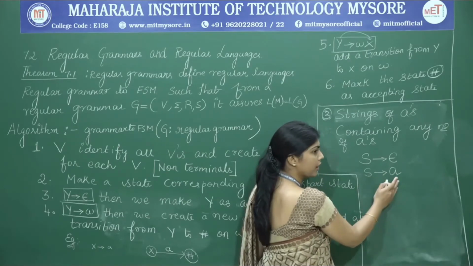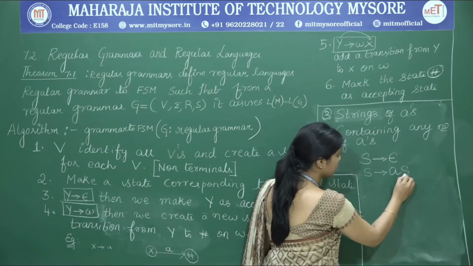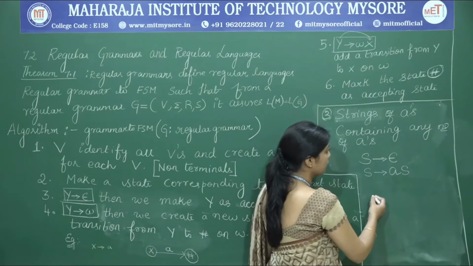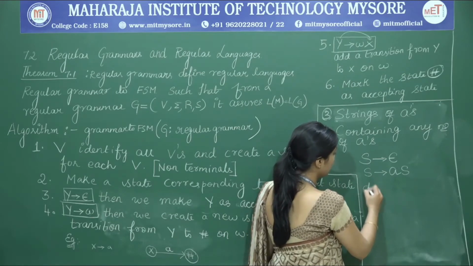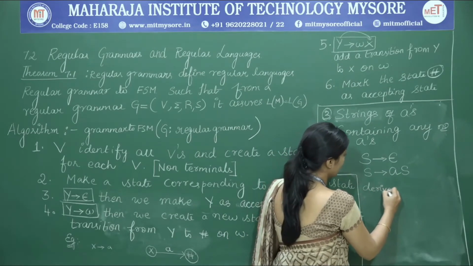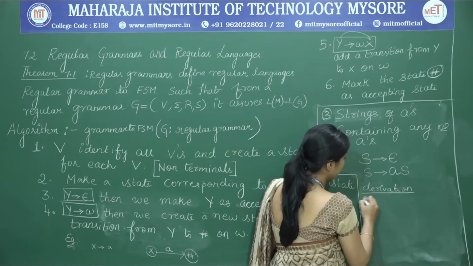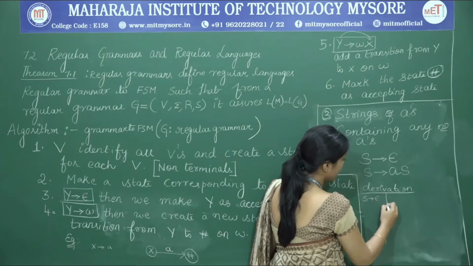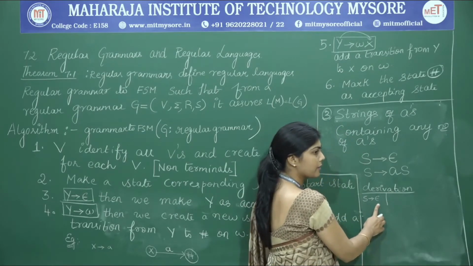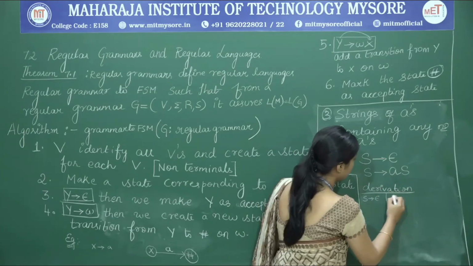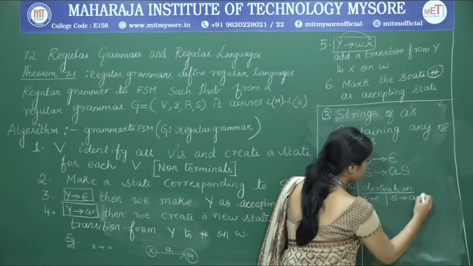S is the one which is generating A's. So therefore I am going to recursively say that S goes to AS. So what happens if you do the derivation? Either I can say S goes to epsilon, so this is the case where you have 0 number of A's, or else we can choose this production and say S goes to AS.